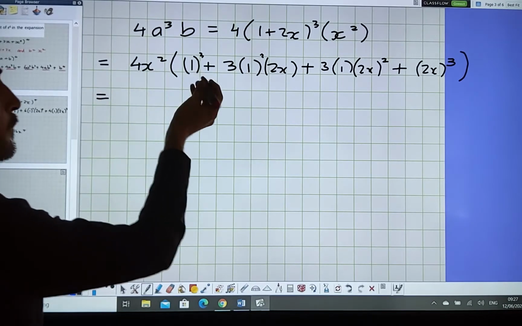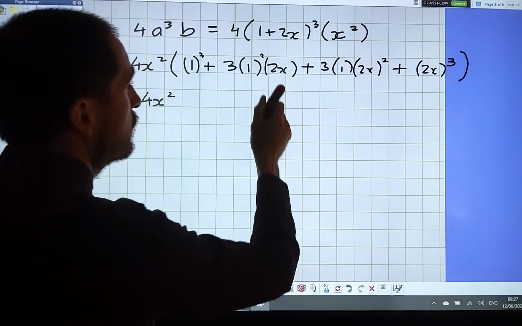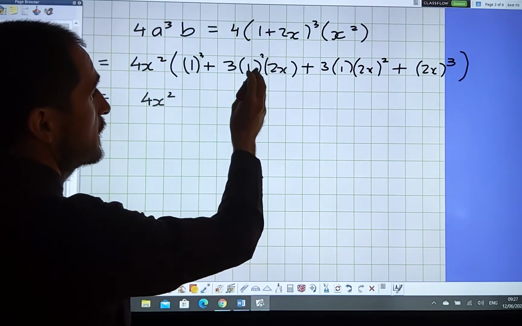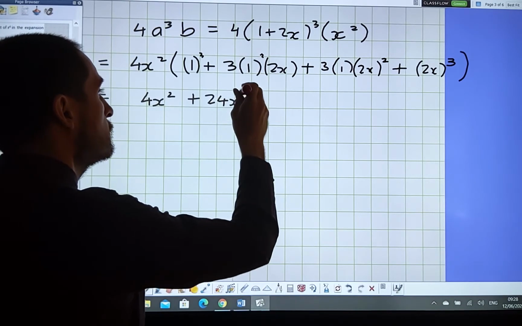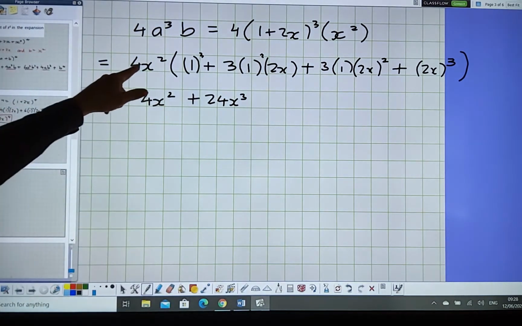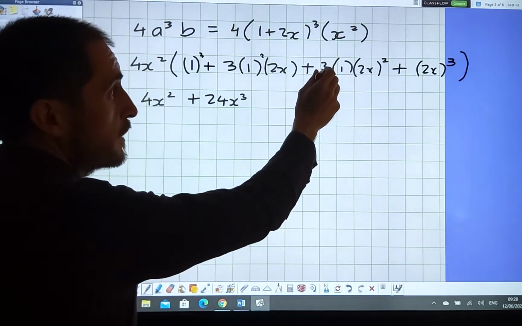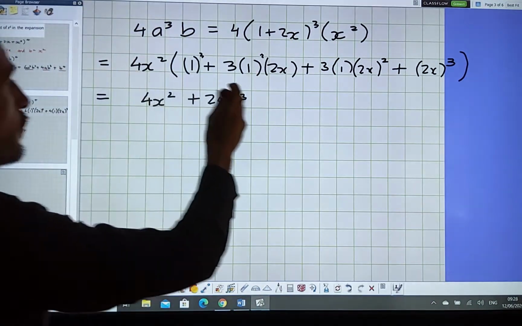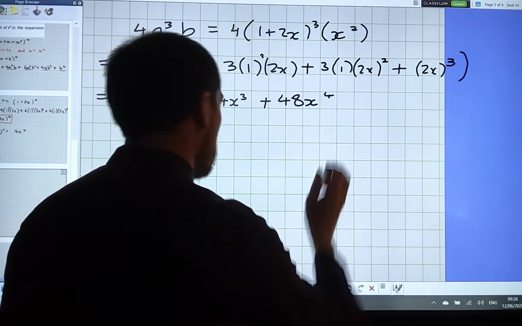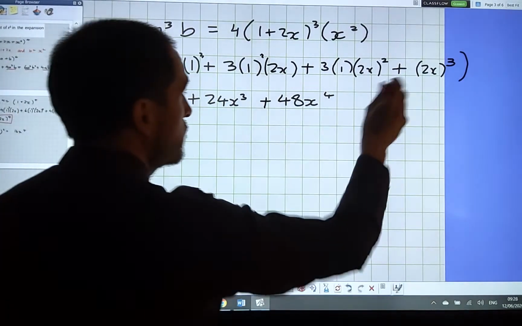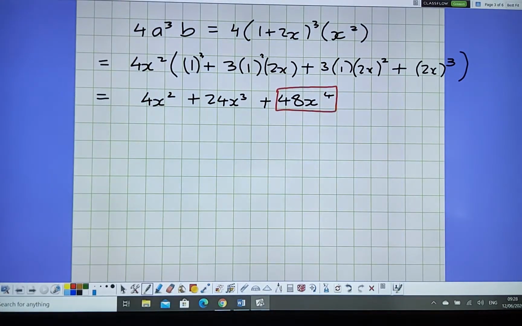So just to show you, if you multiply this out, 1 is going to be 4x squared. Now 3 times 2x is going to be 6x, times 4x squared is 24x cubed. So let's just expand the brackets, that's that multiplied by that. 2x squared is 4x squared, times 3 is 12x squared, times 4 is 48x to the power of 4. Now, again, you don't worry about the rest, because what you want there is the 48x to the power of 4. Okay.